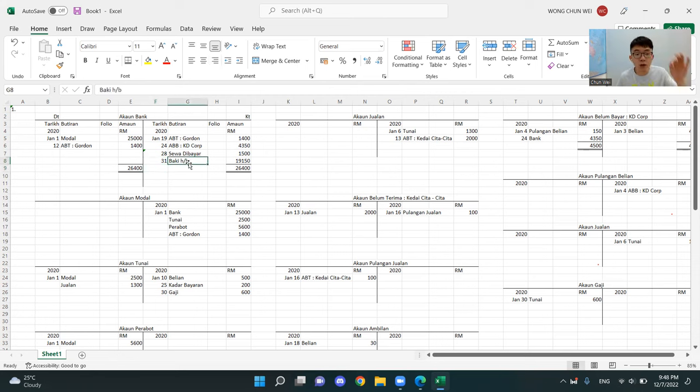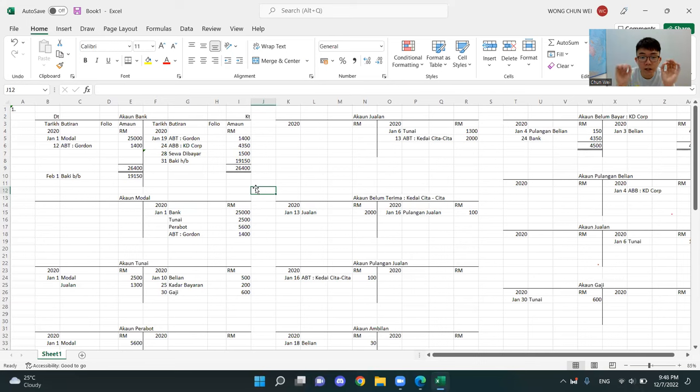So Baki HB. And when we have a Baki HB, there must be a Baki BB. And Baki BB must always be on the other side. So let's say your HB is in the credit side, then your BB will be on the debit side. So this will be in the new month, all right? Baki BB, after January 31st will be what? The next day will be 1st of February. Therefore, here will be February 1. So you bring back this figure, 19,150.